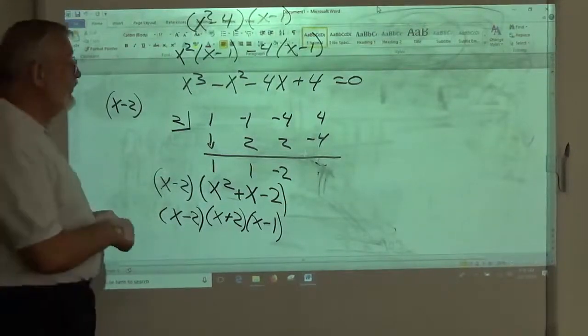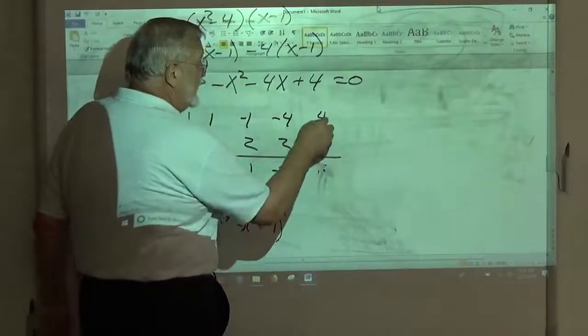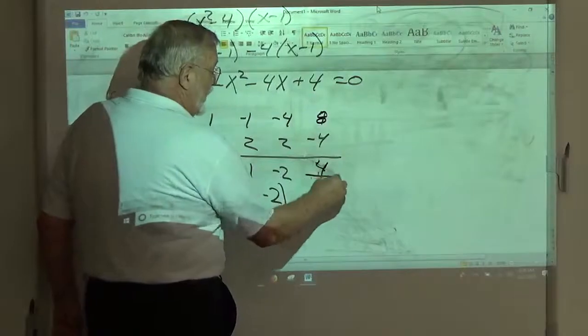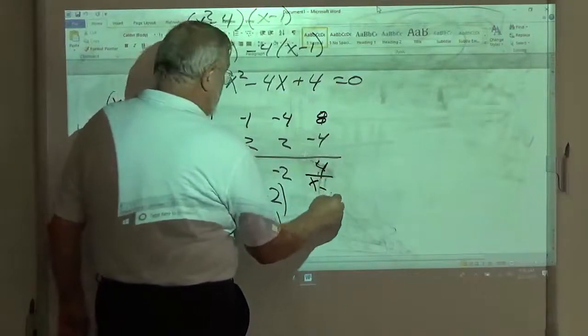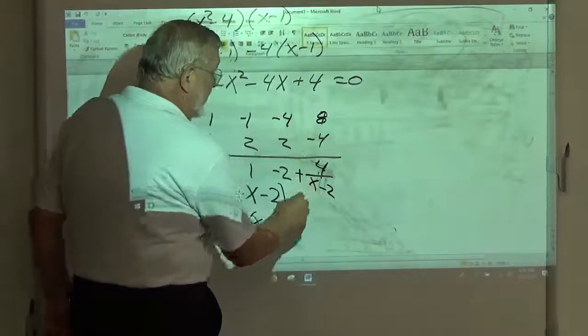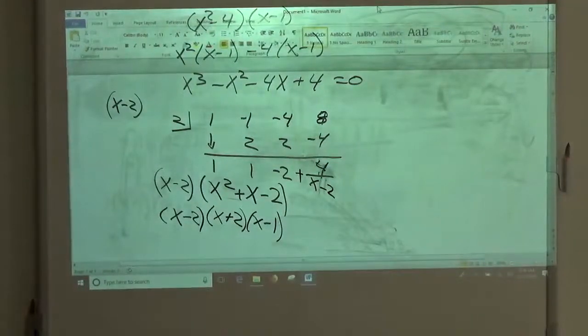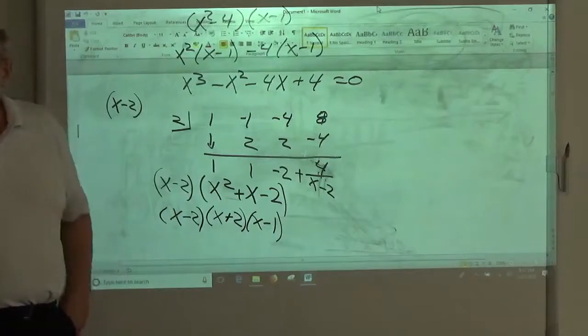Now, what would happen if we had a number here? Let's say that this was an 8, and this would be 4. That would be 4 over x minus 2 as the remainder, just like when we were dividing with long division. You would still have the same thing. Okay, questions on that? Yes?